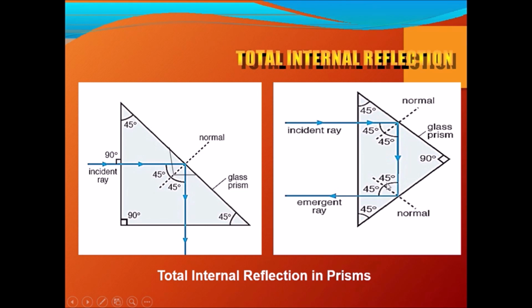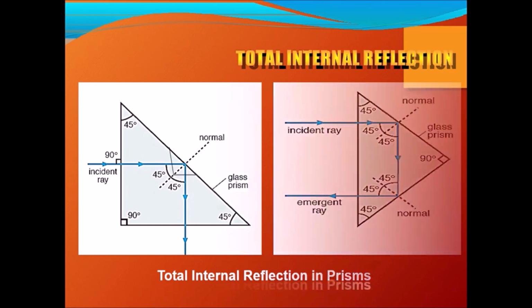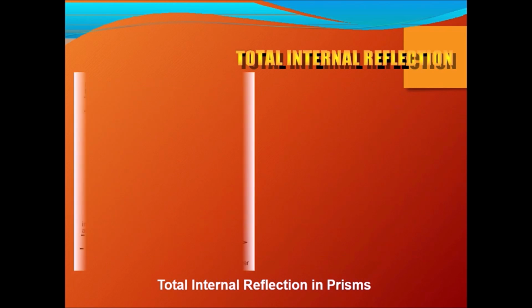Now again I can see that this angle of incidence is more than 42. So again this ray which was supposed to go out will not go out, but will get internally reflected, and it comes out like this. All these techniques are used in some other devices. Are you getting it? We will see in the next slide some devices where it is used.